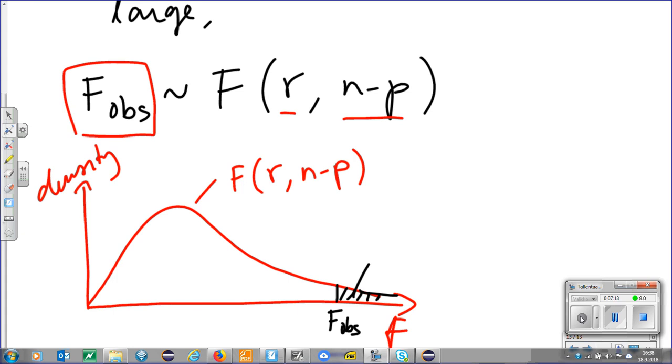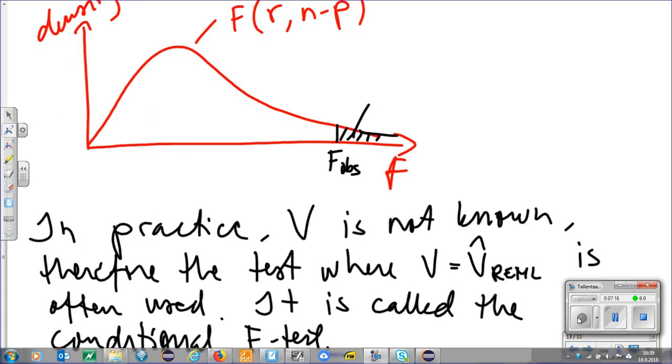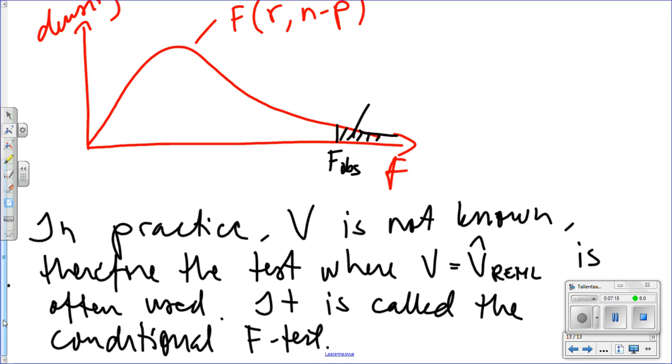So in practice, this P matrix is not known, and the test where it is replaced by the estimate of V based on restricted maximum likelihood is often used, and this test is called the conditional F test, or mild F test also in some textbooks.